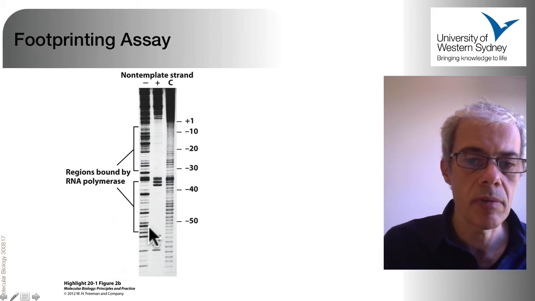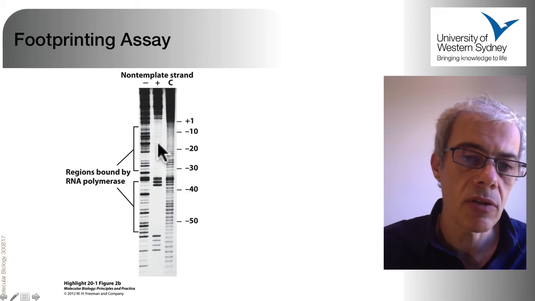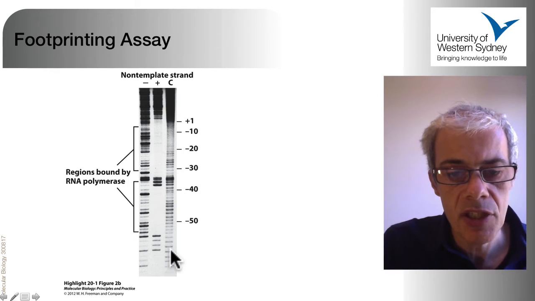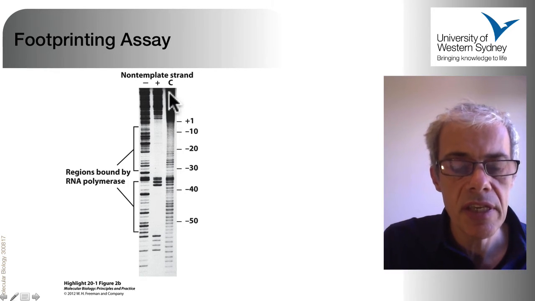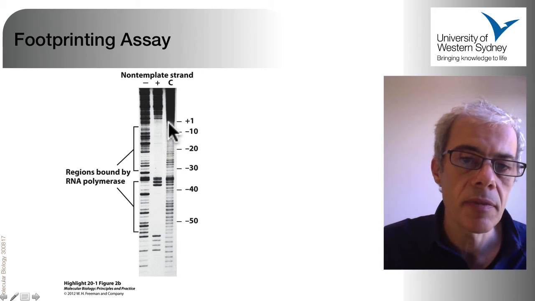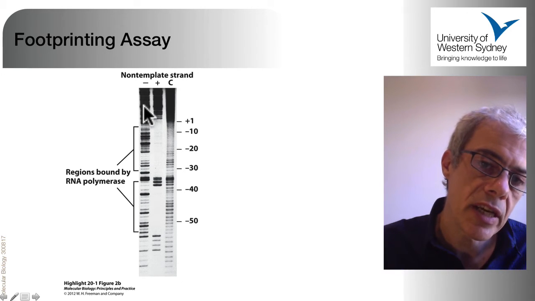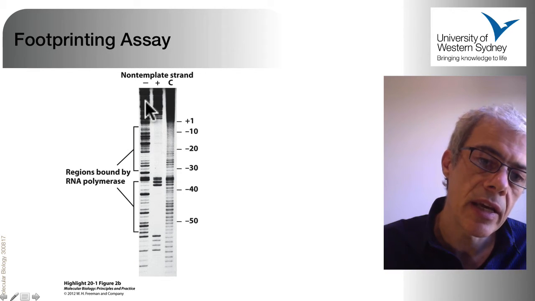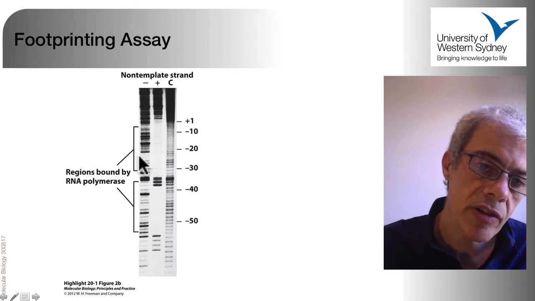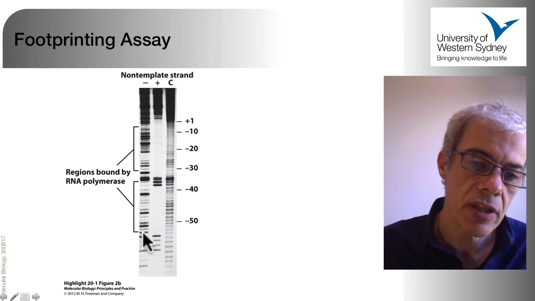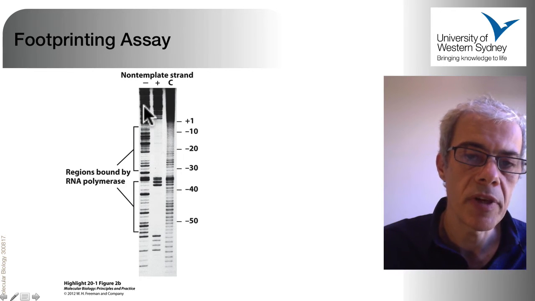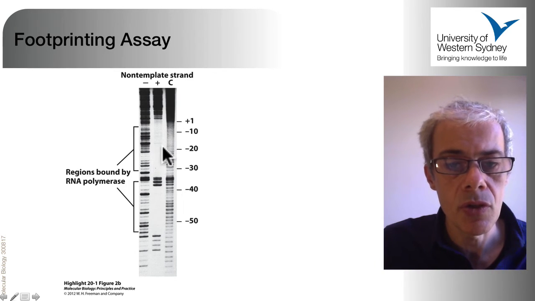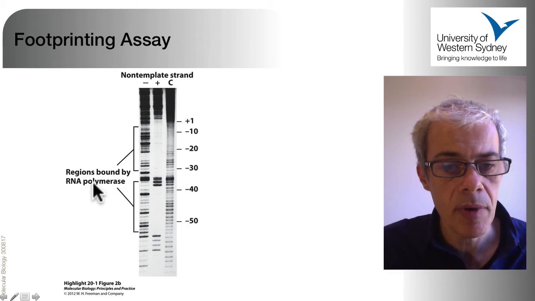And an actual gel shown from the textbook. Here we have a sequencing lane. This is just showing the presence of C residues on the template. Here we have a piece of DNA with no protein bound. When this piece of DNA was digested, you get a series of bands across the entire piece of DNA. This piece of DNA was bound to a protein. In this case, it was RNA polymerase.